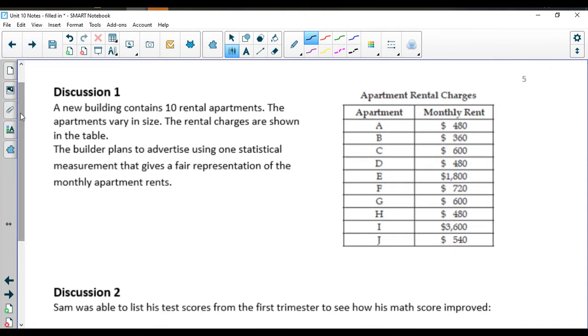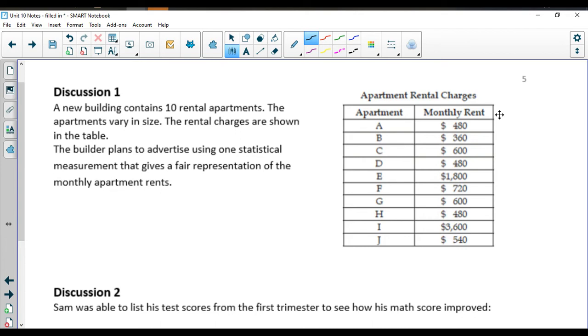Taking a look at this first one, this is on page 5. This is discussion point 1. A new building contains 10 rental apartments. The apartments vary in size, and the rental charges are shown in our table. The builder plans to advertise using one statistical measurement that gives a fair representation of the monthly apartment rents.